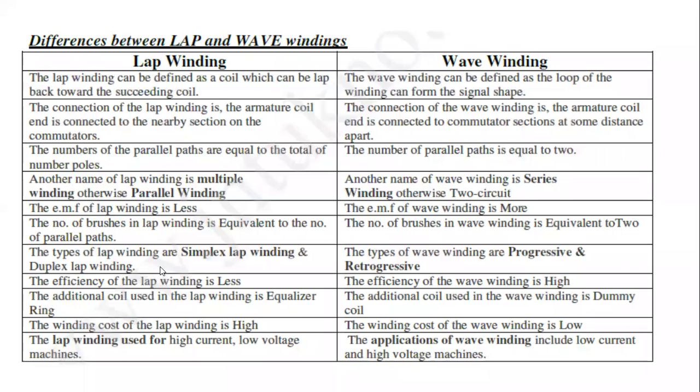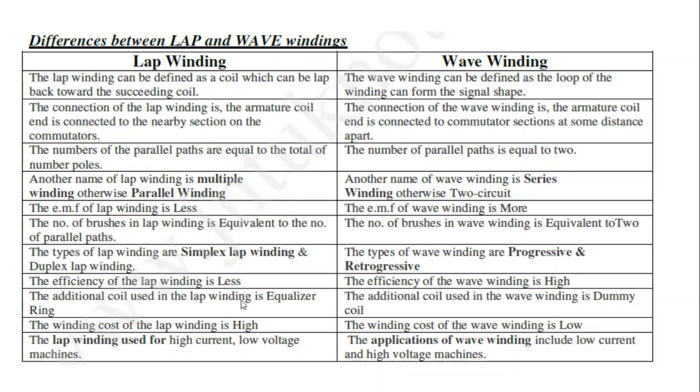The type of lap winding is simplex lap winding. The lap winding is simple. The types of wave winding are progressive and retrogressive. The efficiency of the lap winding is less. The efficiency of wave winding is high.